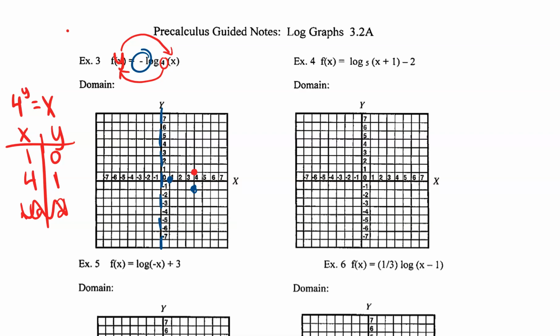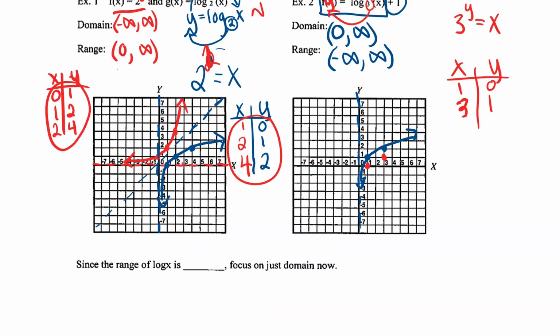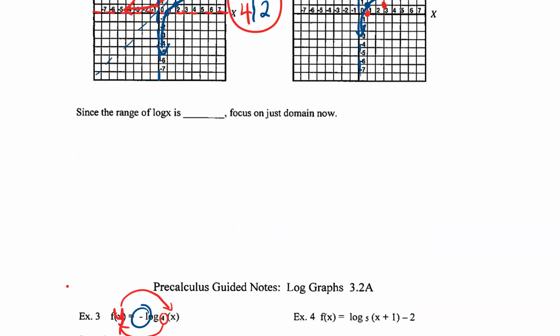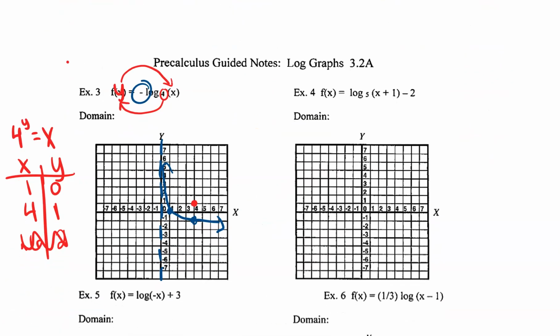And then I'm going to sketch, my curve is going to always start kind of along the asymptote and then curve upward, or flatten out that way. So it should look kind of similar to example number 2, but it's reflected over the x-axis.